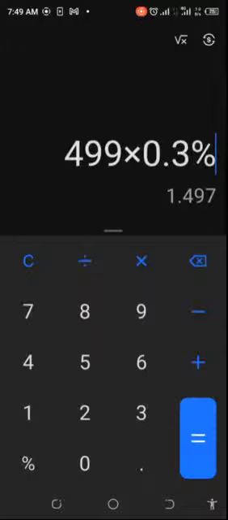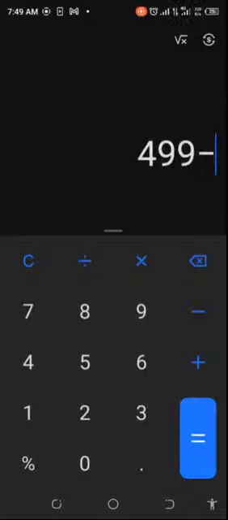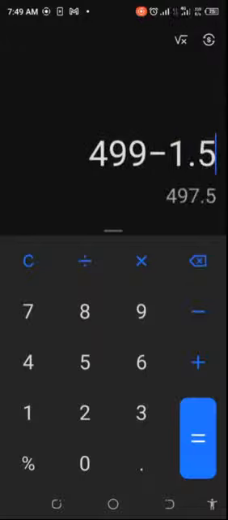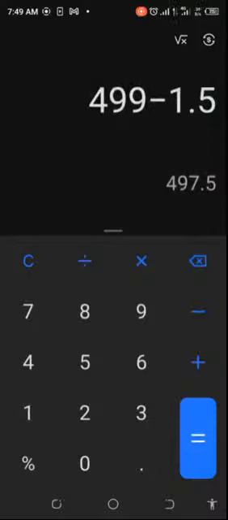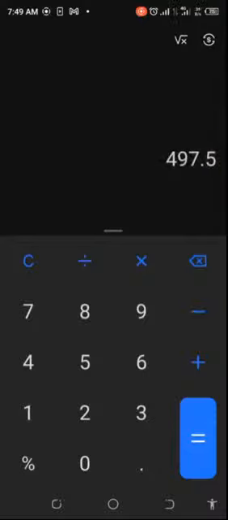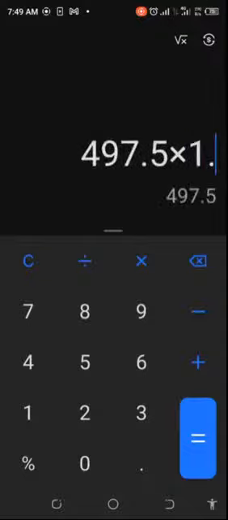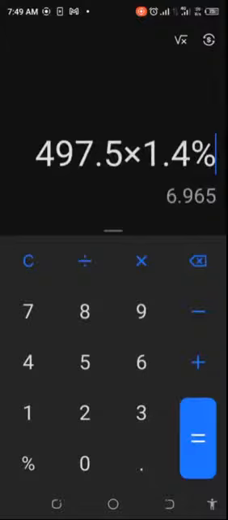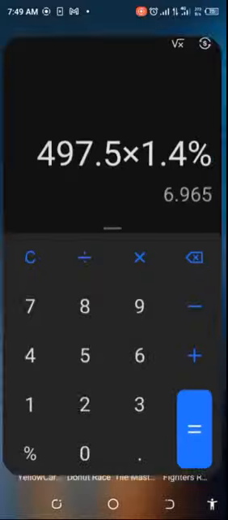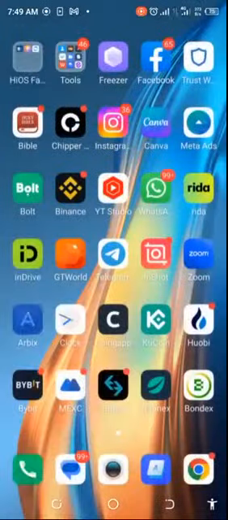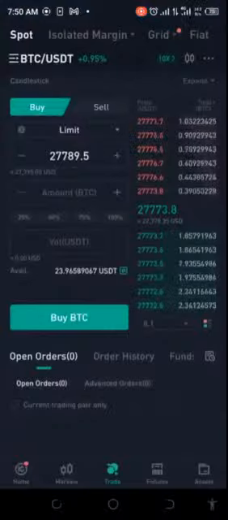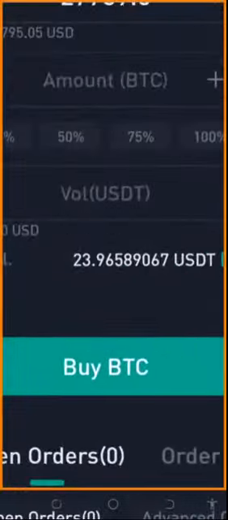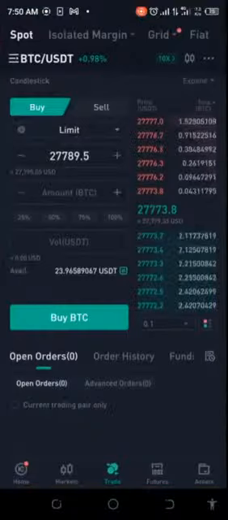So let me remove that again. I'm just doing this so that you'll see what you will get if you're using a bigger capital. So 1.5. So let's assume what was left is $497.5. Let's multiply by 1.4%. We'll make about $7 on a $500 capital. So that's what I'm trying to bring out to you now. Of course, I'm intentionally showing you this with a smaller capital, so that if we can make profit with this amount, obviously making profit with a bigger amount is guaranteed.